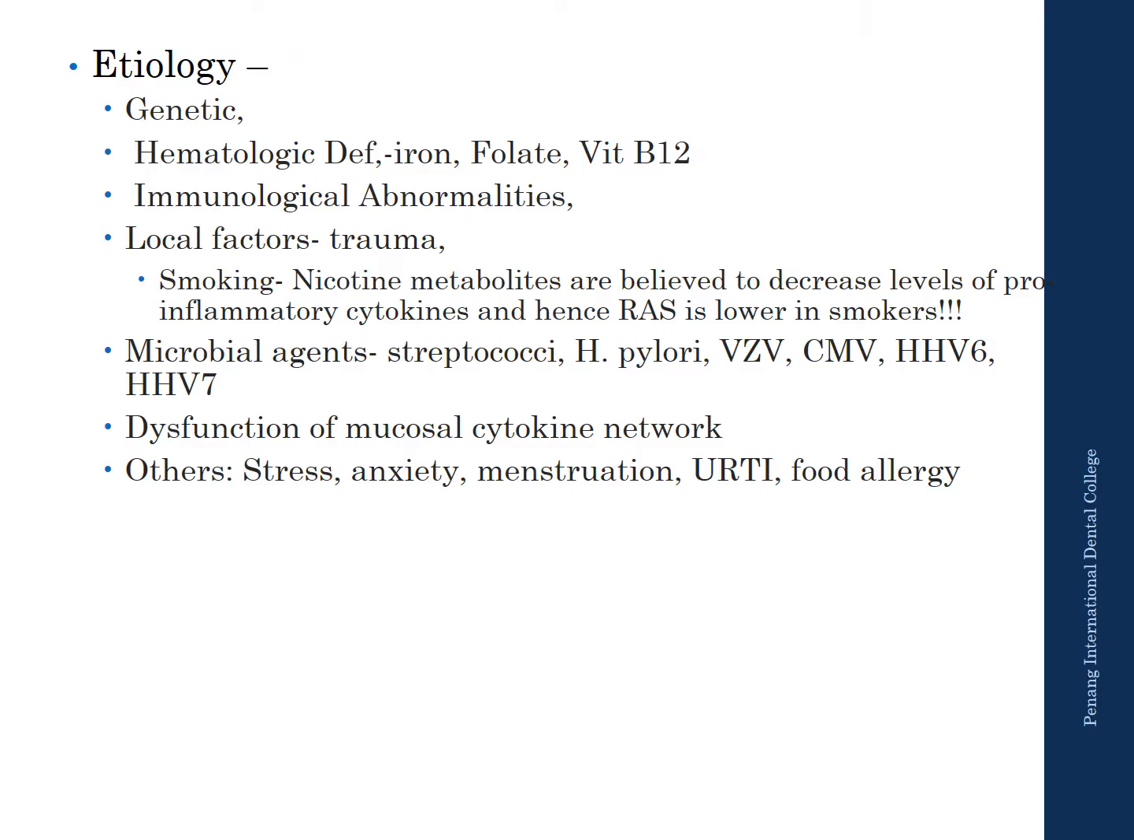The etiology of aphthous ulcers could be multifactorial. It is considered to be genetic. There are hematological deficiencies which could cause the ulcers, such as iron deficiency, folate, and vitamin B12 deficiencies. Immunological abnormalities, local factors such as trauma, or even smoking.